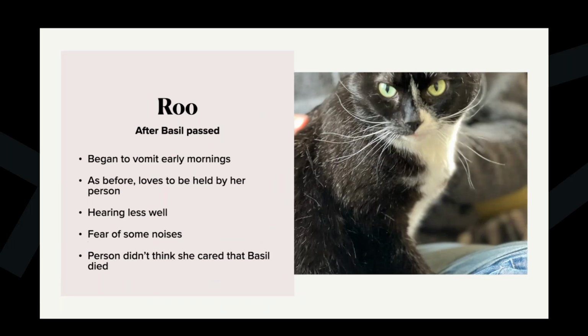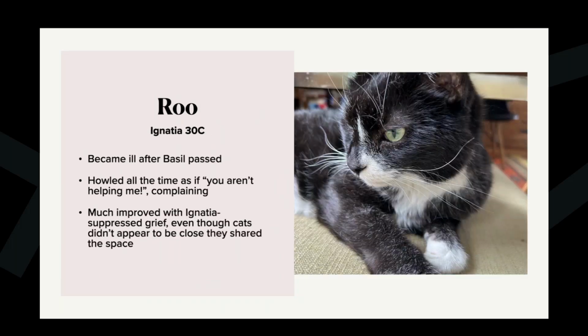But then after Basil passed away, she began to vomit in the early mornings. She always wanted to be held by her person still, wanted to sit in his lap, wanted to be cuddled. But he also noted she seemed maybe to be hearing less well, afraid of some noises, which he didn't really notice before. And he didn't think that she really cared that Basil had died because they really weren't close. They didn't do anything together. And I didn't get anywhere with the pulsatilla with her.